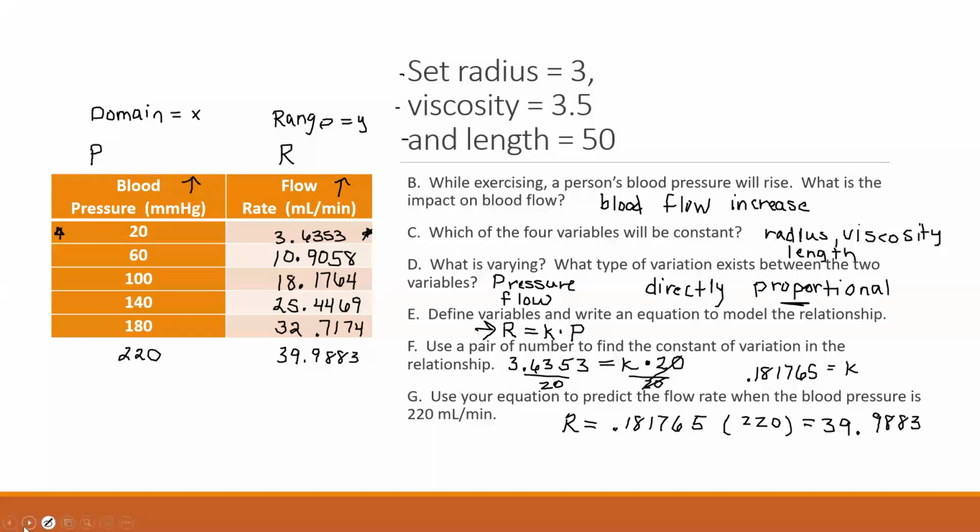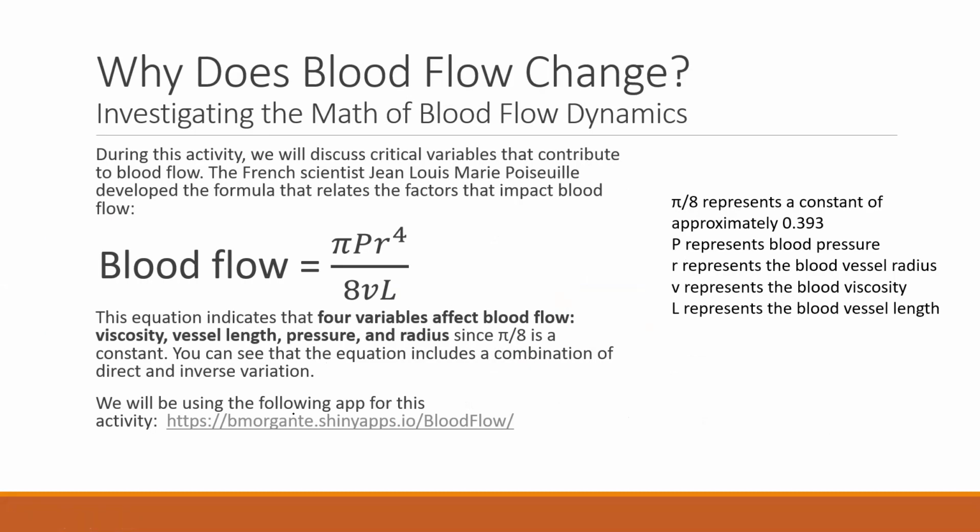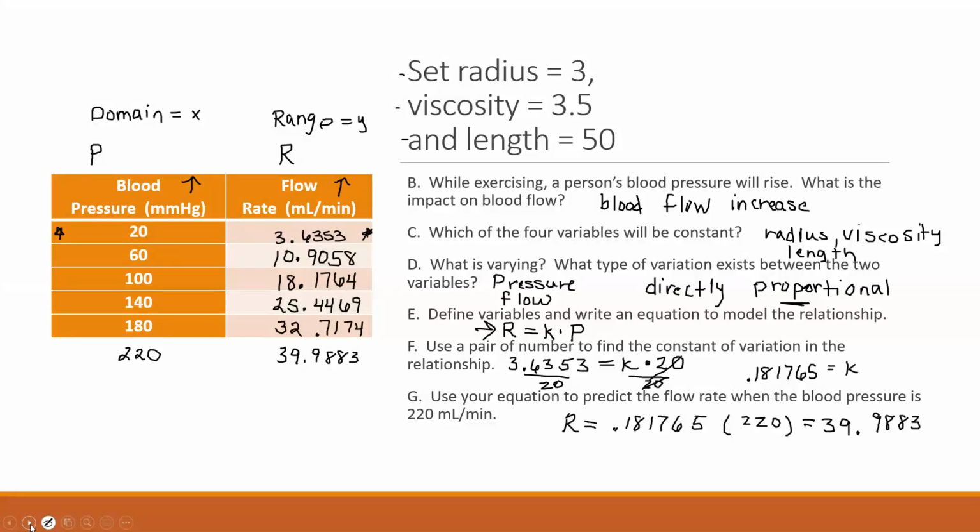If I go back and look at what the French scientists discovered, I see that blood pressure here is on the top of the fraction, and so the blood flow is this constant that he has, which is for all of the variables together, times the pressure. And so I do see that that has that multiplication relationship in his formula as well, which gives me a little bit of confirmation about the work that I have done on this.